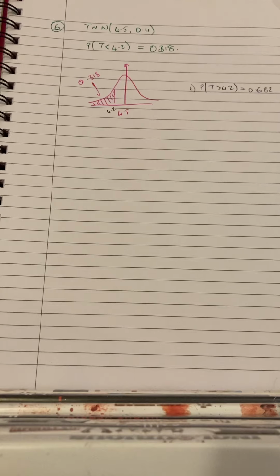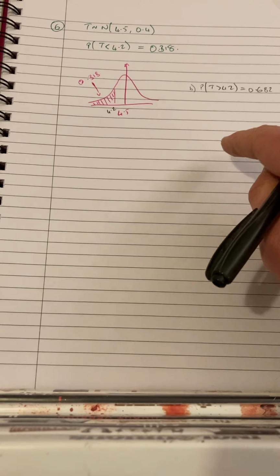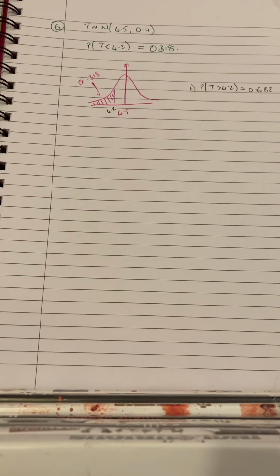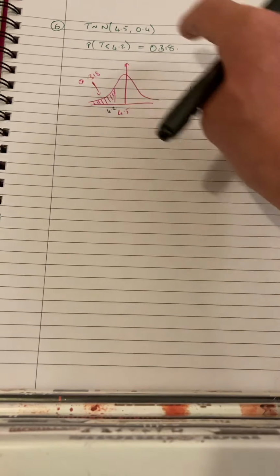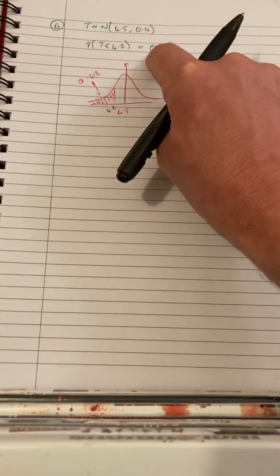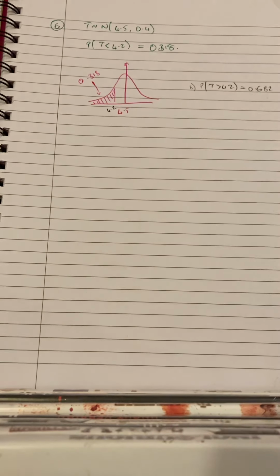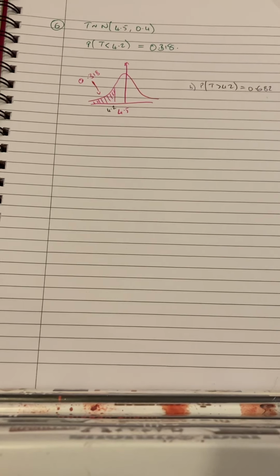This is a normal distribution. It's a continuous distribution. Therefore, there is no probability that t equals 4.2. The probability t equals 4.2 is 0. So these are the only two things that can happen: either t is less than 4.2 or t is greater than 4.2. There's nothing in the middle. Okay, right, that's number 6.